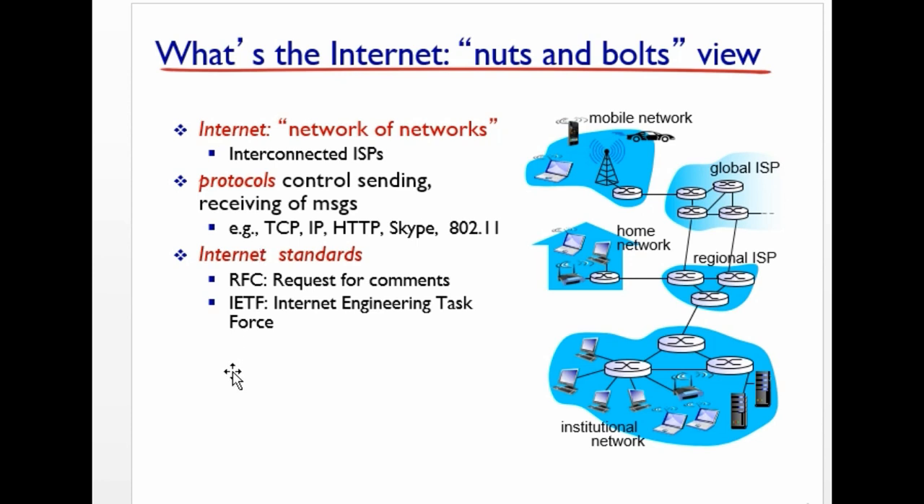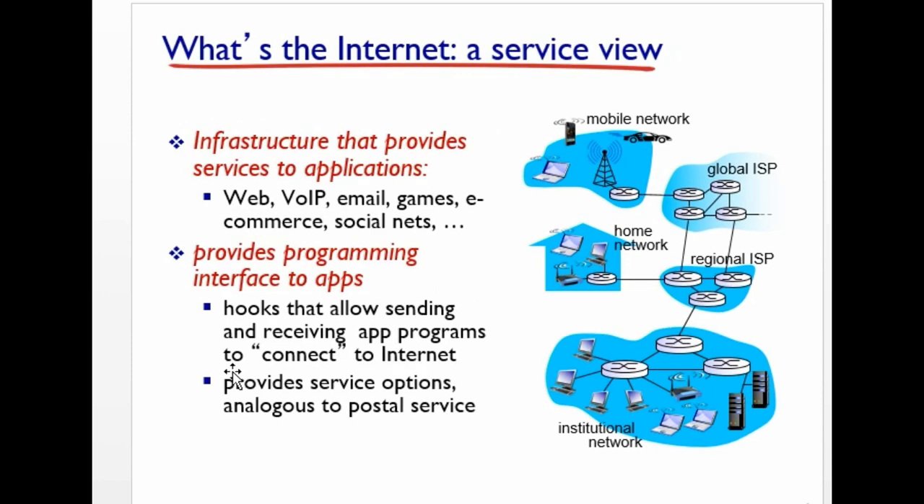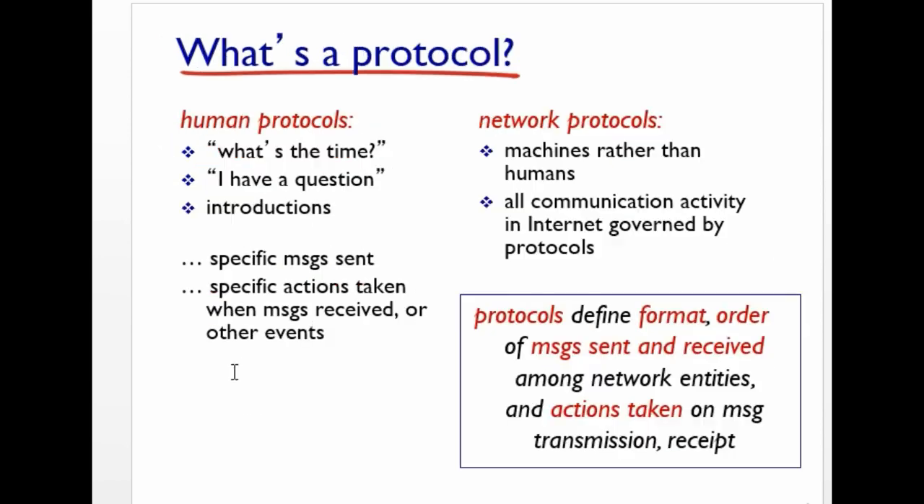Internet standards are published as requests for comments. The organization which handles the networks and provides the IPs is called the Internet Engineering Task Force, IETF. We will also talk about infrastructure that provides services to applications: web, email, games, commerce. This is all about the networks, providing programming interfaces that allow how your packets or messages move from one PC to another and open in the same browser. It is like postal services.